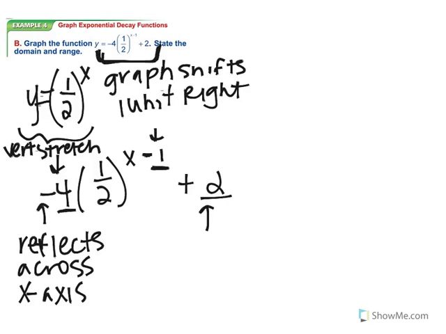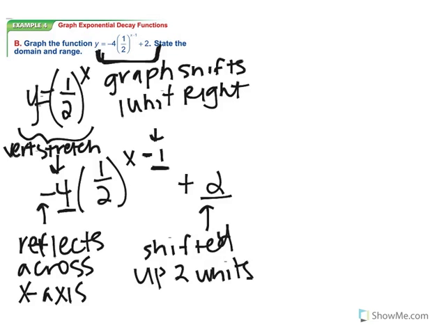Also, we have a k added on the end here. This is our k value. So that 2 is going to mean that the graph is translated up 2 units.